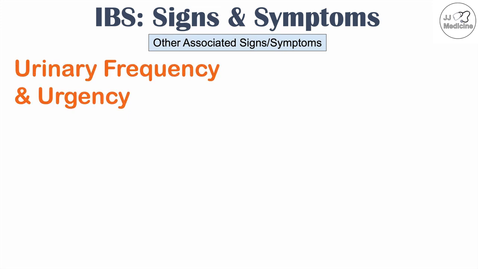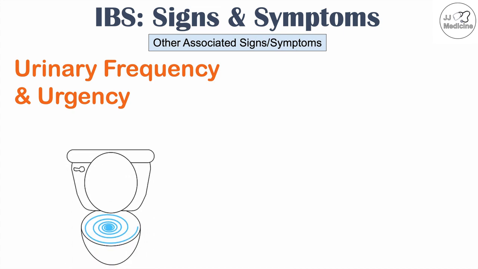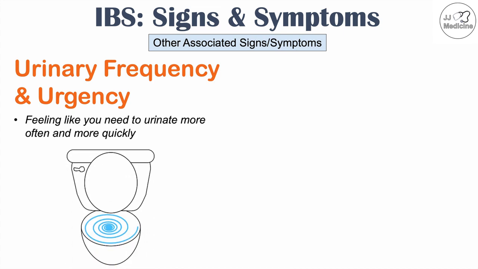Now, some other relatively uncommon symptoms have been noted in epidemiological studies. So these are some other associated signs and symptoms of IBS. One of them is that patients with IBS are more likely to report issues with urinary frequency and urgency. So urinary frequency and urgency means that you feel like you need to urinate more often, which is that increased urinary frequency, and more quickly, which is that urinary urgency. So patients with IBS are more likely to report these symptoms.